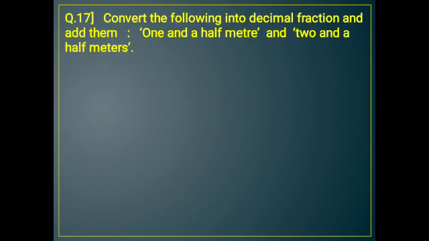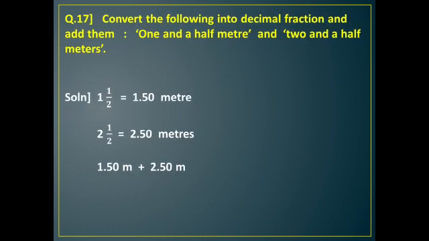Now question number 17. Convert the following into decimal fraction and add them. So the question has the numbers 1 and a half meter and 2 and a half meters. So option A 4 meter, option B 5 meter, option C 6 meter. So we'll see the answer here. So 1 and a half meter, that is 1 and half, we write 1 upon 2 which is equals to 1.50 meter. Then 2 and a half, 2, then we write half, is equals to 2.50 meters.